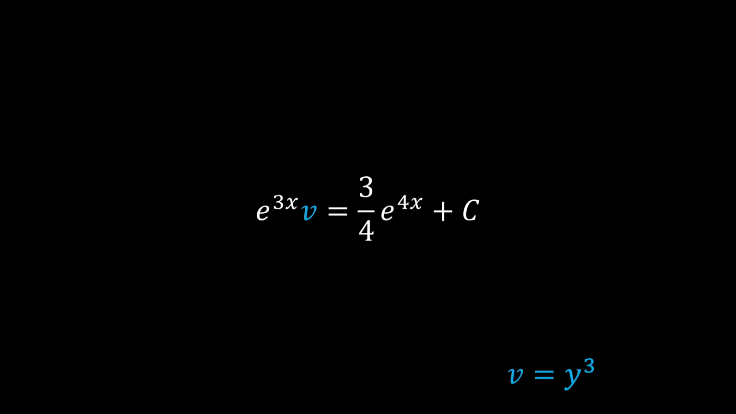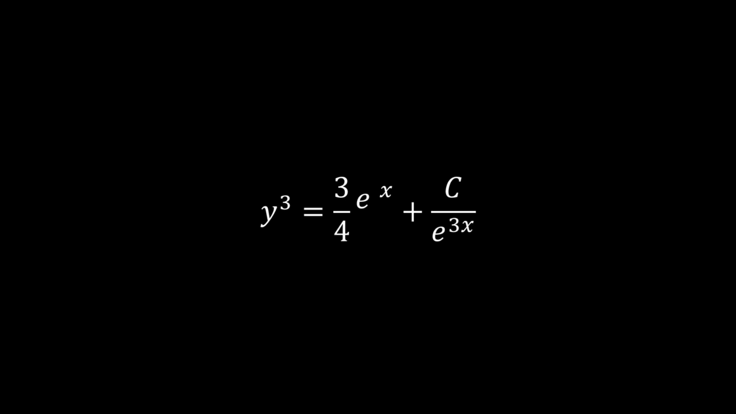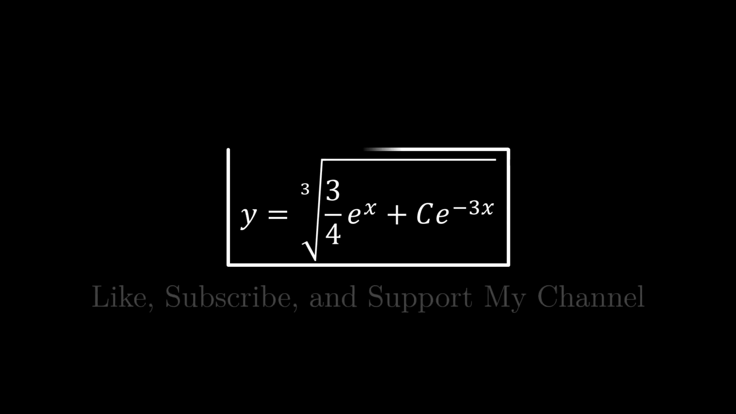Let's not forget, we still need to substitute v in terms of y back into our equation. After doing so, we can isolate y cubed using some basic algebra, and then take the cube root of both sides, resulting in the following final solution to the differential equation.